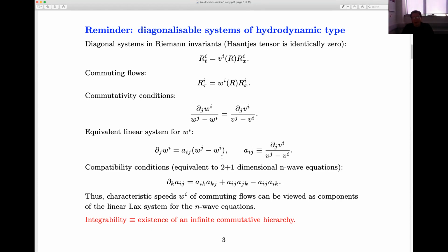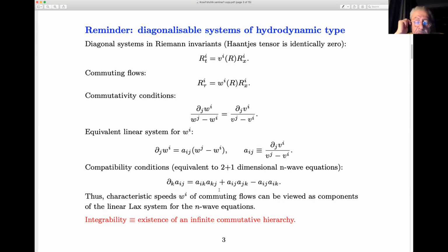So the v_i are given. This means that these coefficients a_ij are given to me. And to find commuting flows, I have to solve this linear system. This linear system is overdetermined, and it must be compatible. So integrability conditions are the compatibility conditions of this linear system. And these compatibility conditions are equations for the a_ij, and they're written down here.